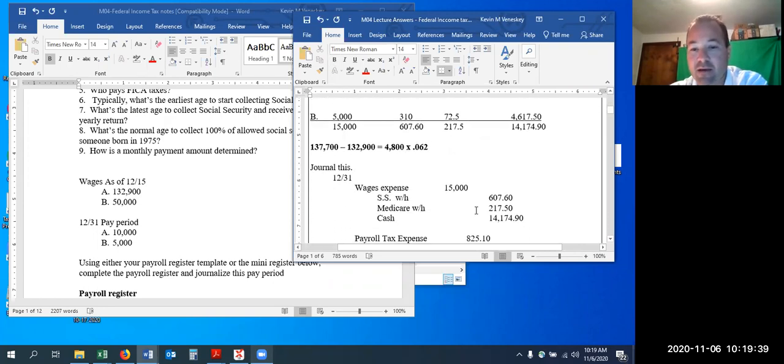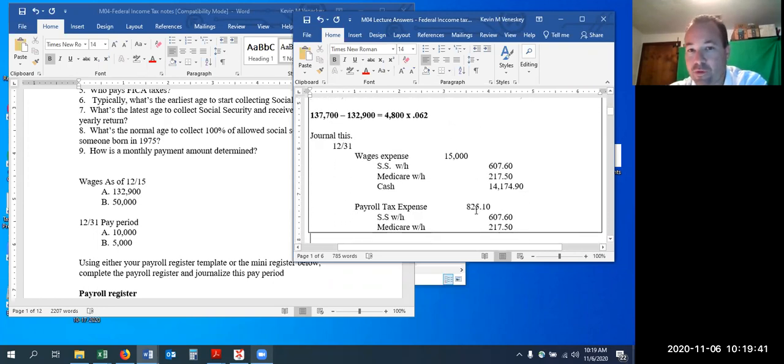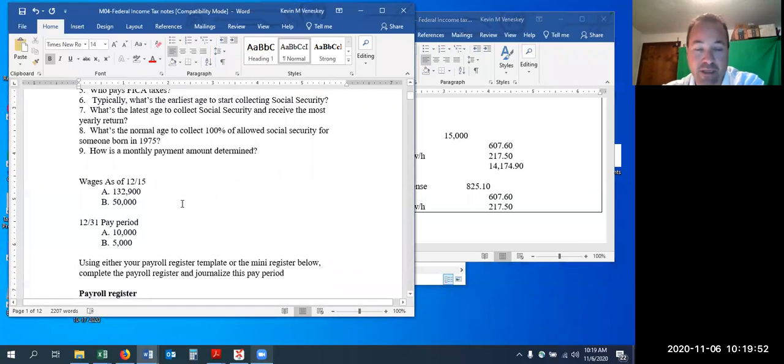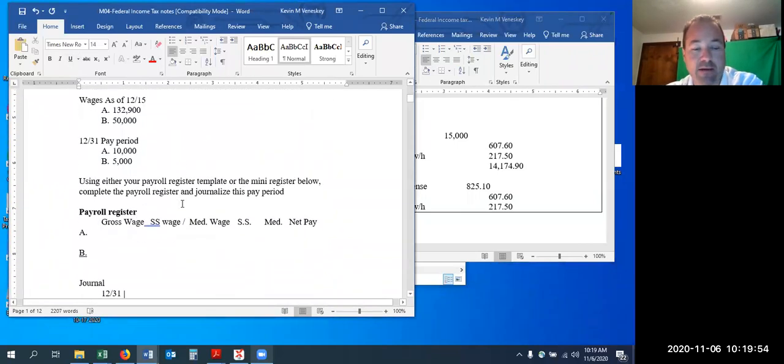And then do the mini journal entry. Of course, this is the mini version. We don't have the other taxes taken out yet. And that's what we're going to do today. In module 5, we're going to start taking out federal this week, and state and county next week.